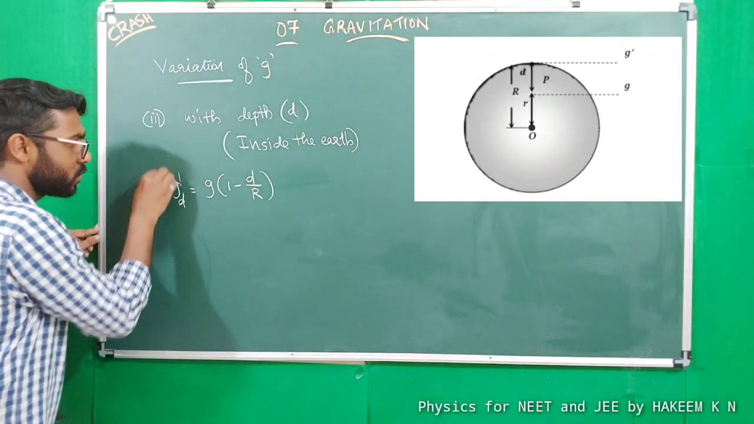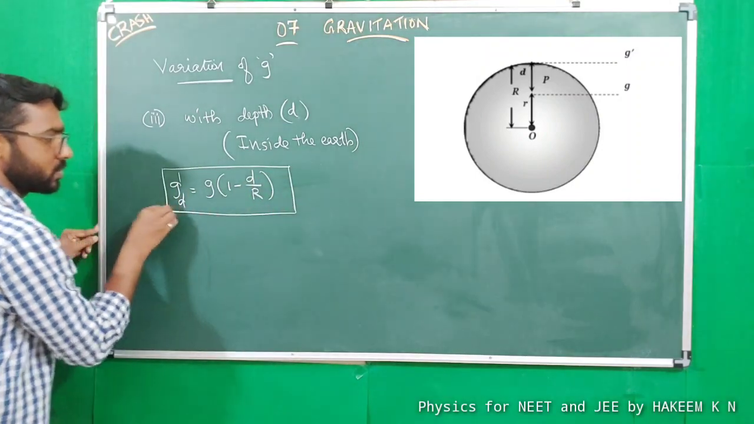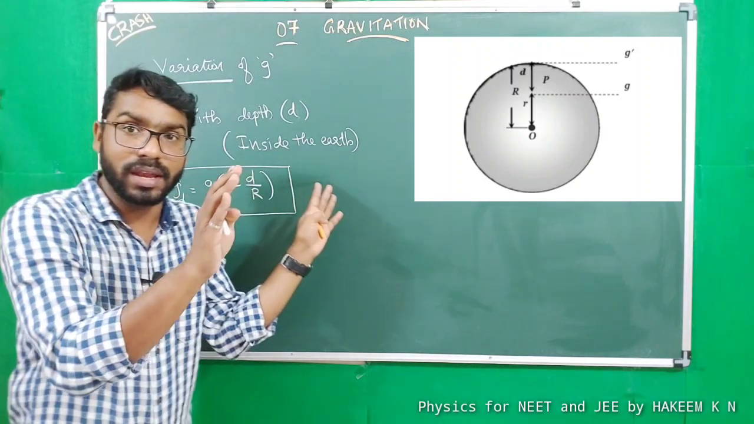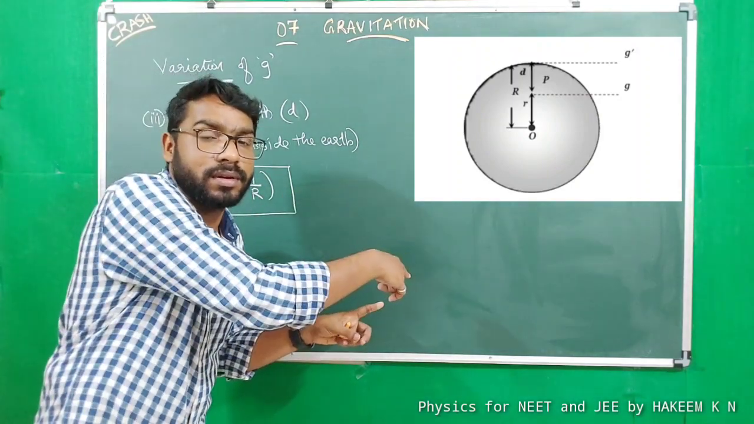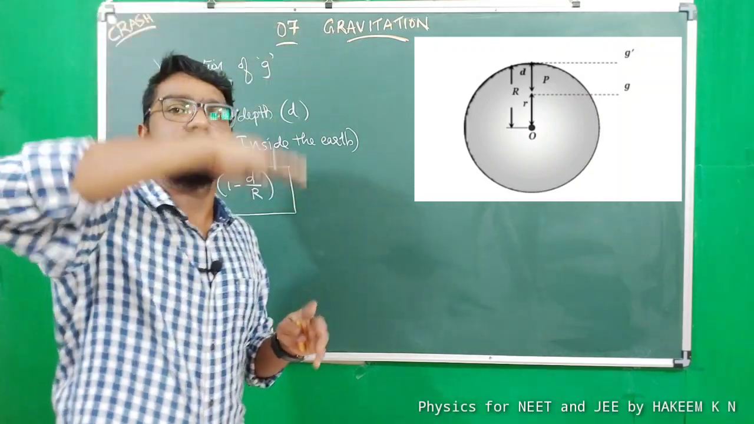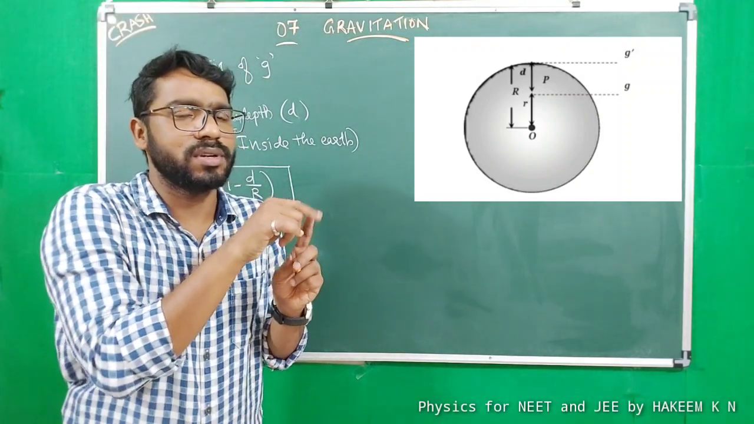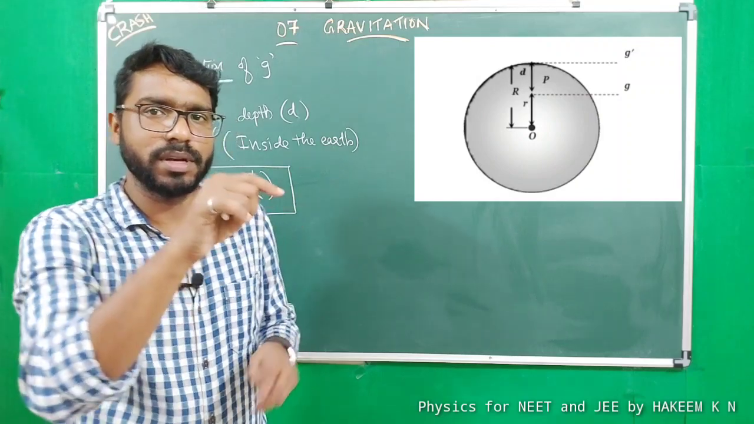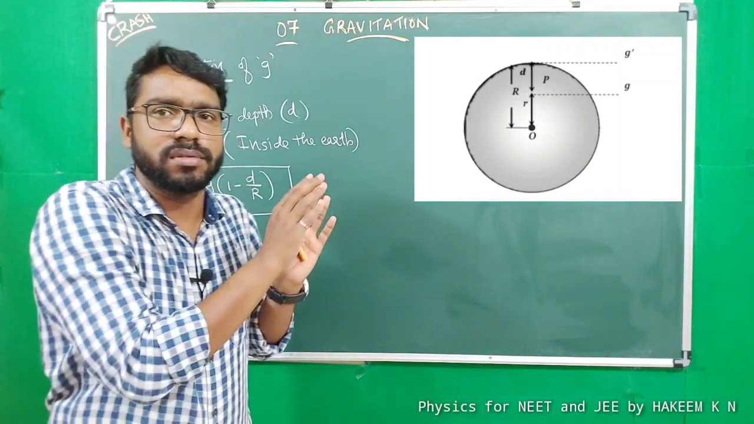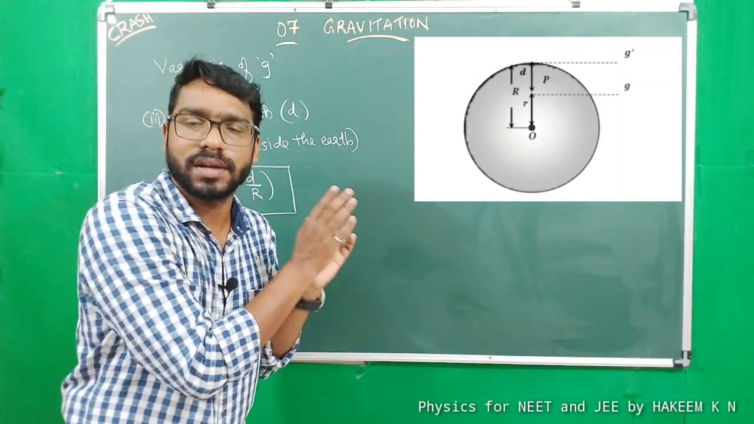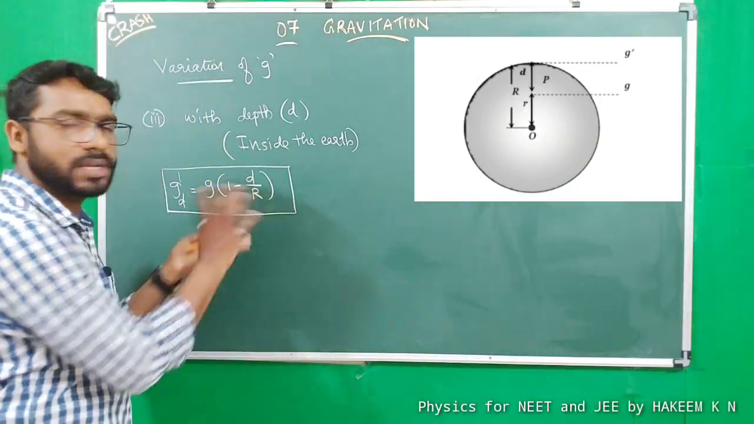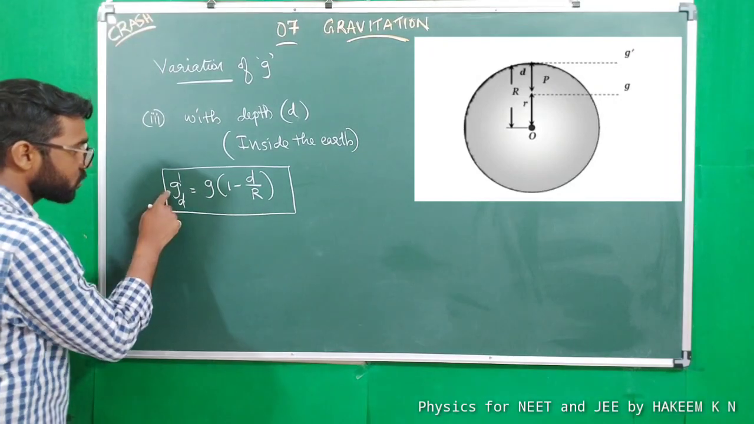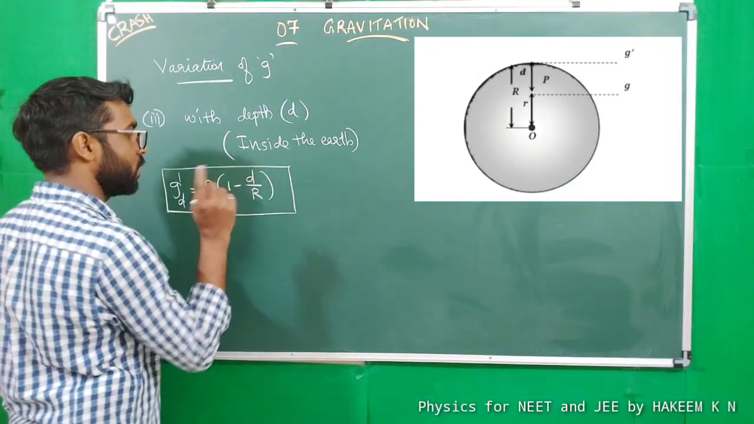This equation we can use in all conditions. Here there is no condition like d is very less than r. The condition applies only when height is very small, then we will use the equation g dash equal to g into 1 minus 2h by r. For that equation only we have to use the condition that height is very small. Here there are no such conditions. So g dash with the depth equal to g into 1 minus d by r.